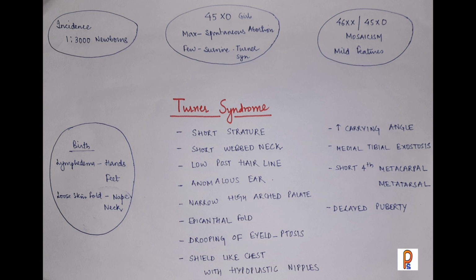Other features of Turner syndrome include short stature, short webbed neck. There may be a low posterior hairline. Anomalous ears may be present. A narrow, high arched palate will be there. There will be epicanthal fold, drooping of the eyelid in the form of ptosis, shield-like chest which is characteristic with hypoplastic nipples, and they have an increased carrying angle at the elbow. Medial tibial exostosis is present. There will be short fourth metacarpal and metatarsal, and also the presence of delayed puberty.